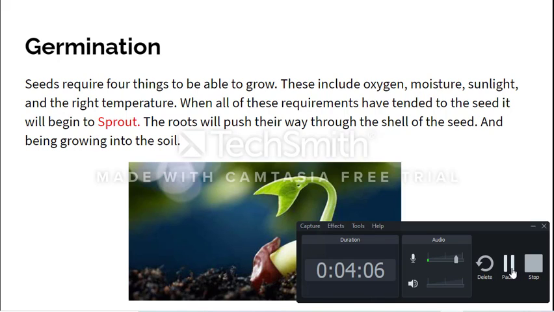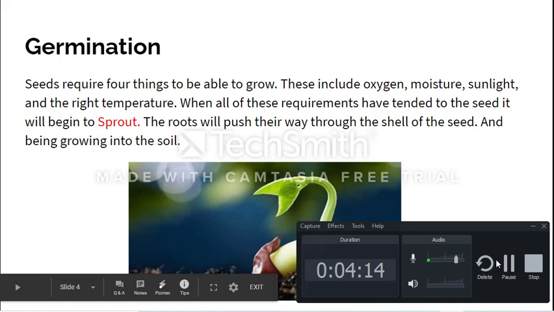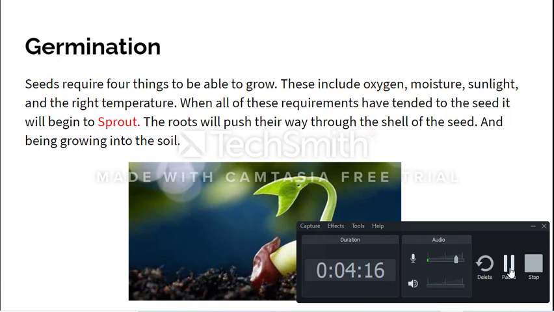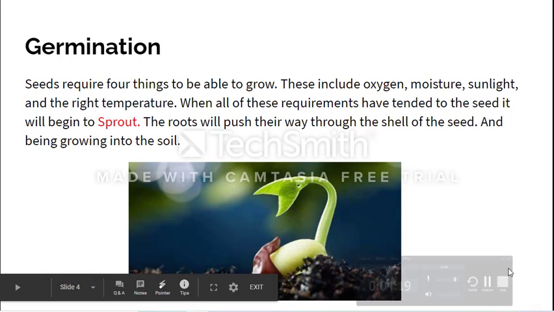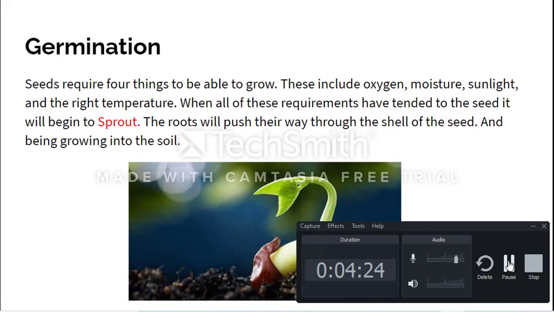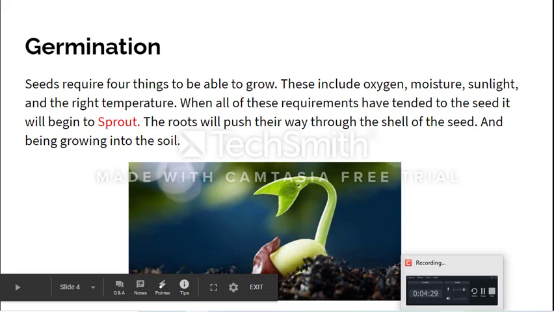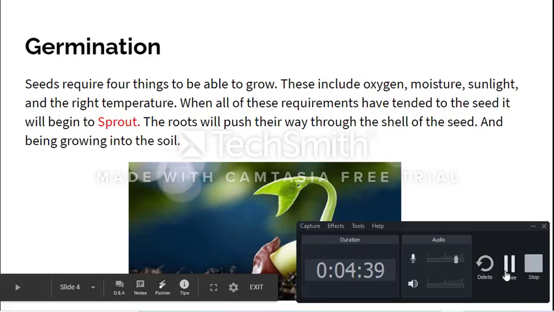We're now going to talk about the next process of the plant life cycle, and that is germination. All seeds require 4 things to be able to grow. These things are oxygen, moisture, sunlight, and the right temperature. When all these requirements for the seed have been tended to, the seed will begin to sprout, or bloom. As you can see in the picture below, the seed is beginning to sprout, and those are the roots that have pushed through the seed shell, which is the outer layer of the seed, and have begun to grow through it. This process is called germination.